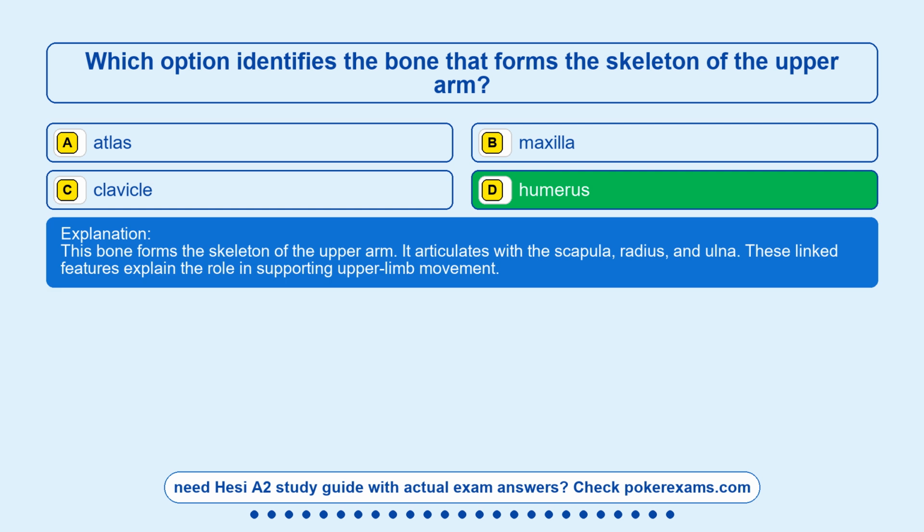This bone forms the skeleton of the upper arm. It articulates with the scapula, radius, and ulna. These linked features explain the role in supporting upper limb movement.